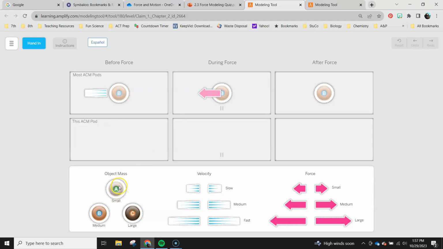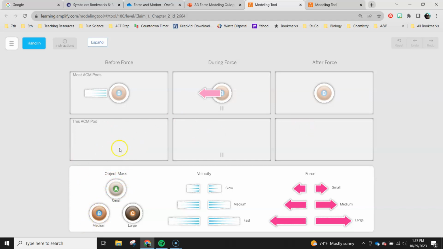You are going to decide: was it a normal pod that had the medium mass? Was it smaller than normal with fewer asteroids and had a smaller mass than normal? Or was it a large mass with more asteroids than normal that had a larger mass? Whatever you choose for your puck, you're going to do for all 3 of these. So if I chose puck A, I'm going to put A, and A.